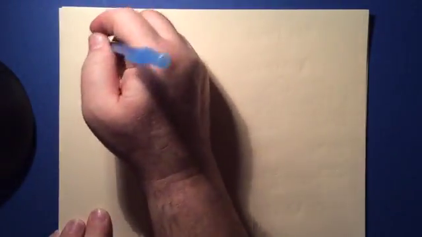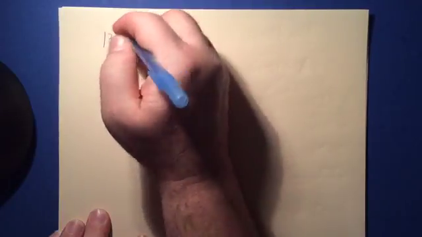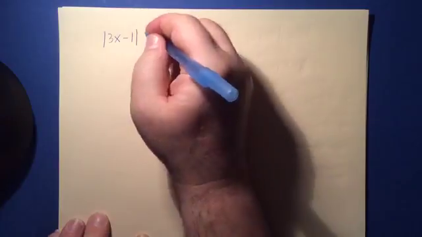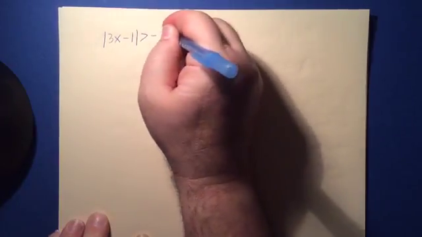So suppose I have something like this. The absolute value of 3x minus 1. And I want to know when it is greater than negative 5.